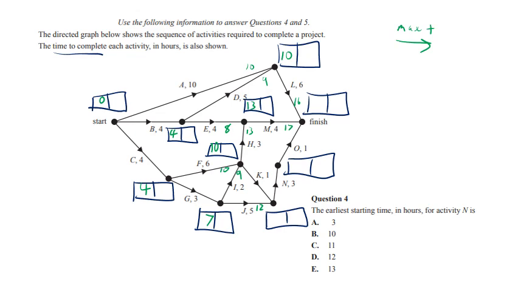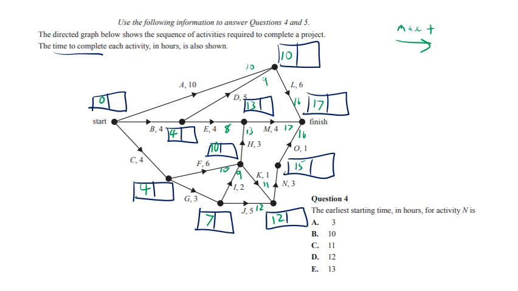And then from the 10 plus the 1 is 11. So the biggest number is 12. Going up, 12 plus 3 is 15. There's only one way in. 15 plus 1 is 16. So the answer is 17. That's just on our forward pass.